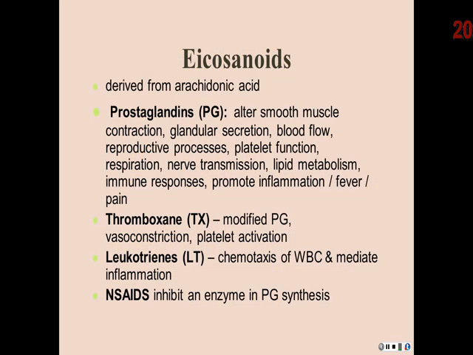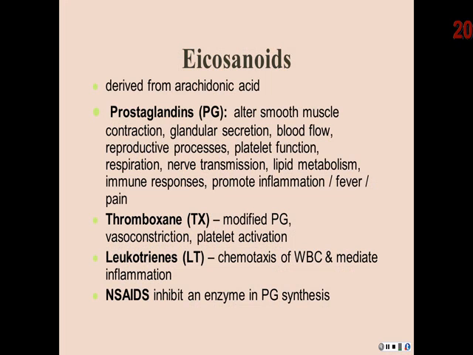The eicosanoids are derived from the fat arachidonic acid. The prostaglandins alter smooth muscle contraction, glandular secretion, blood flow, reproductive processes, platelet function, respiration, nerve transmission, lipid metabolism, immune responses, and promote inflammation, fever, and pain.